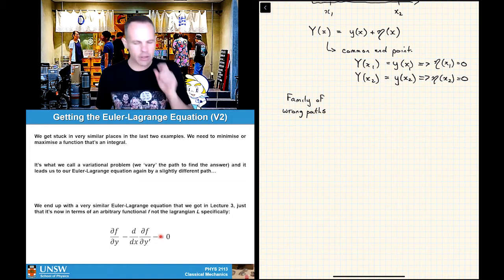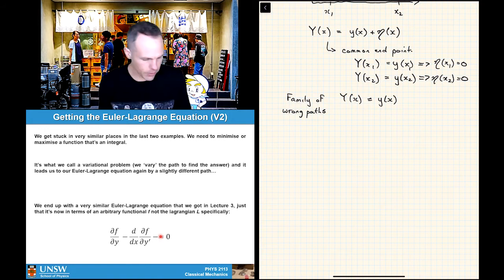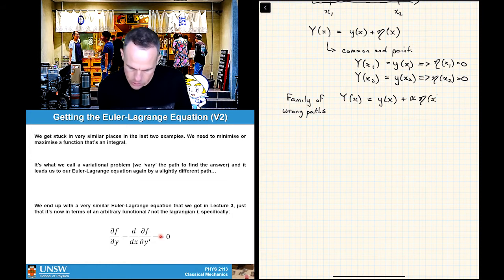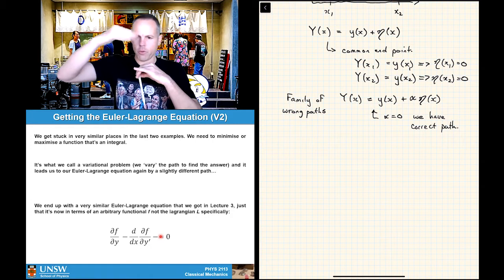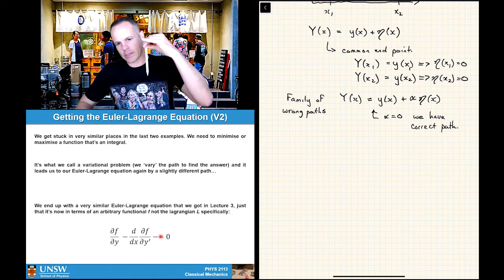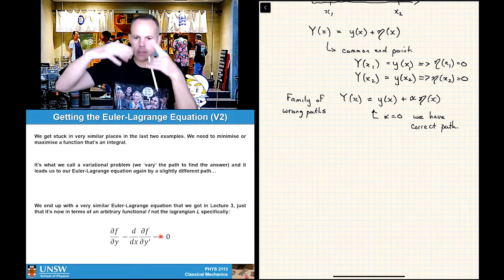And you could do this any way you want, but the really easy way to do it is like this. You go Y of x is equal to y of x, so we're starting with the correct path. And what we're going to do is add alpha times eta of x to it, okay? What this means is if alpha equals 0, we have the correct path. You can imagine alpha can be 0.2, 0.4, 1, 2, -1, -2, and so forth. And so what it would do is add this sort of incorrectness to the correct path.